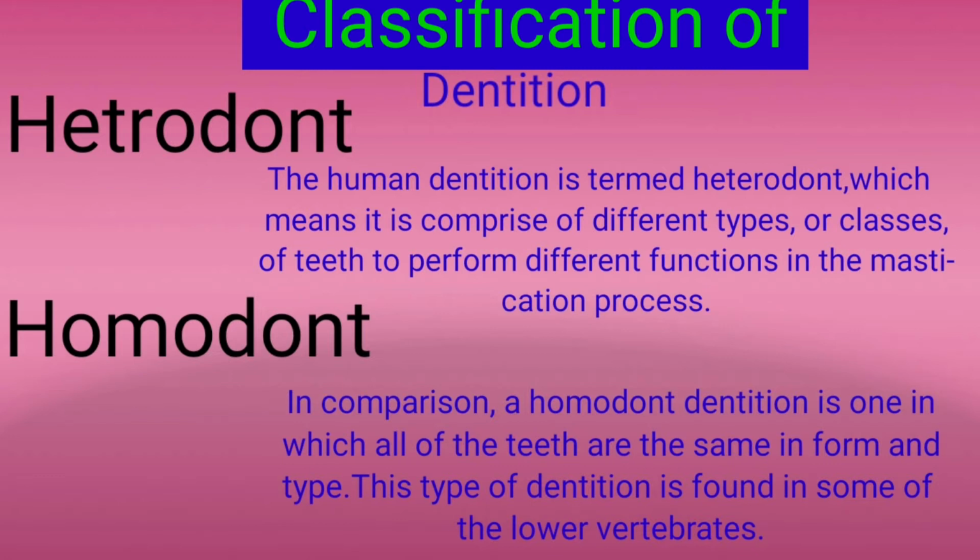First one, heterodont. The human dentition is termed heterodont, which means it is comprised of different types or classes of teeth to perform different functions in the mastication process. Homodont. In comparison, a homodont dentition is one in which all of the teeth are the same in form and type. This type of dentition is found in some of the lower vertebrates.